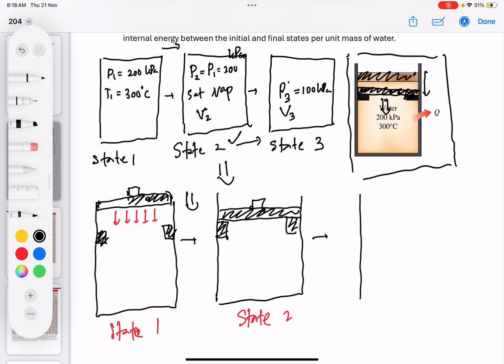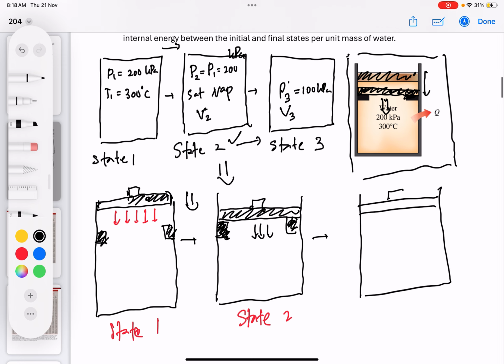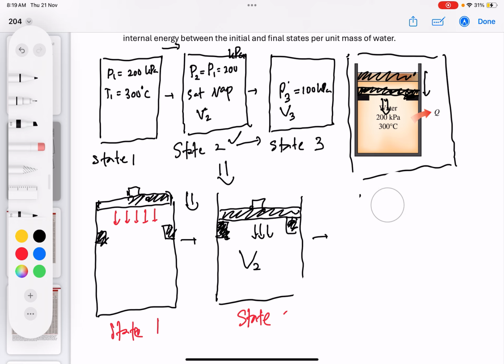For state number 3, if you notice, because we installed a stop over here, the piston cannot move further down anymore, even though it is a cooling process. So now if I draw my piston cylinder device, it's going to look something like this. From these two diagrams, I can conclude that my volume V2 is going to be the same as volume V3, because the piston already rests at the stop here. So this is how we're going to explain this type of question.